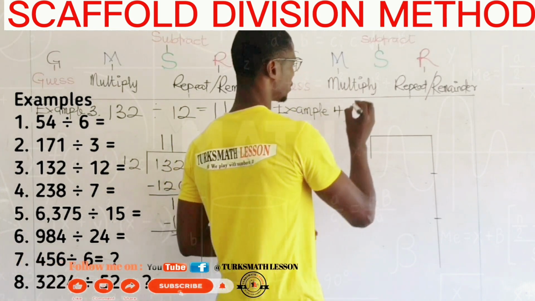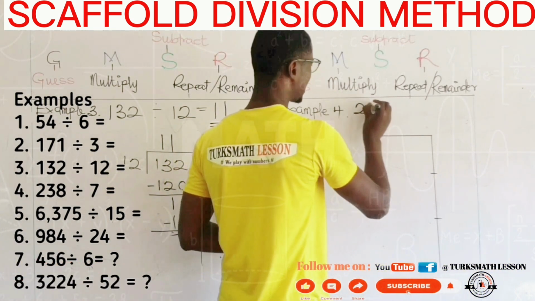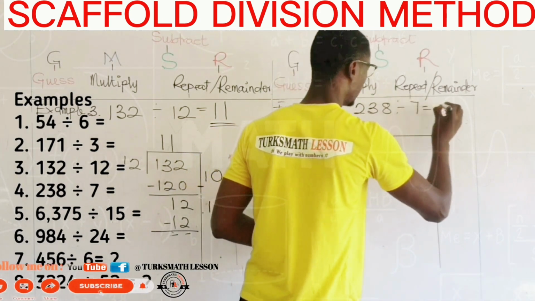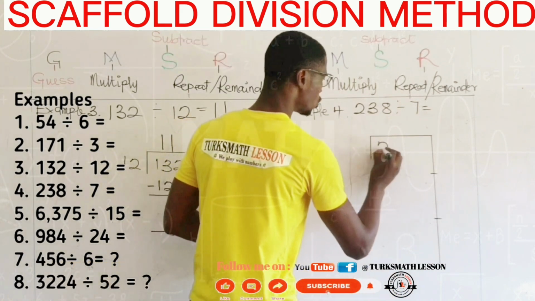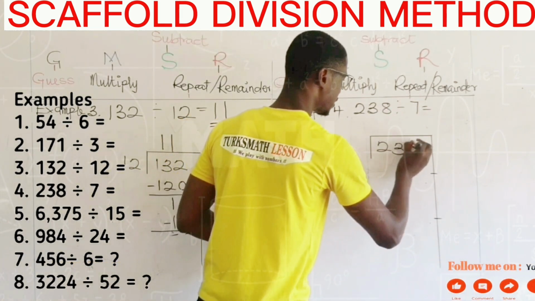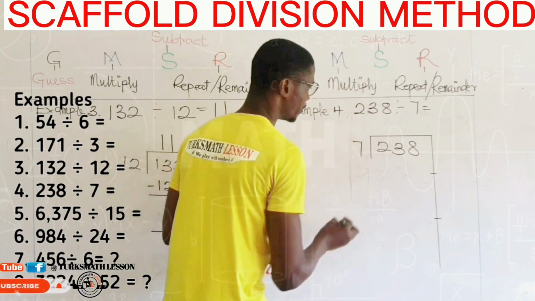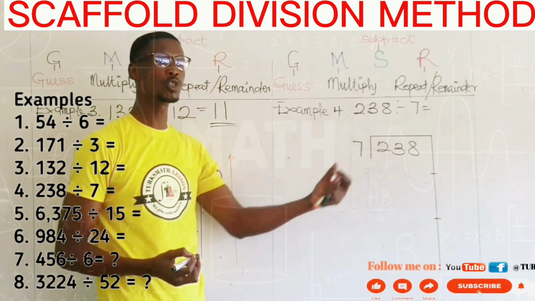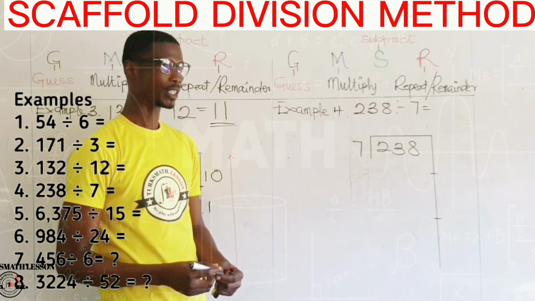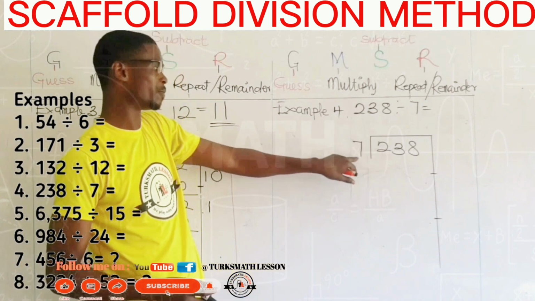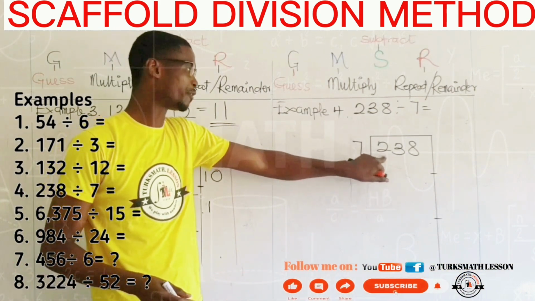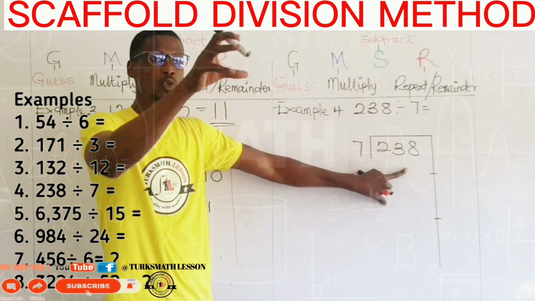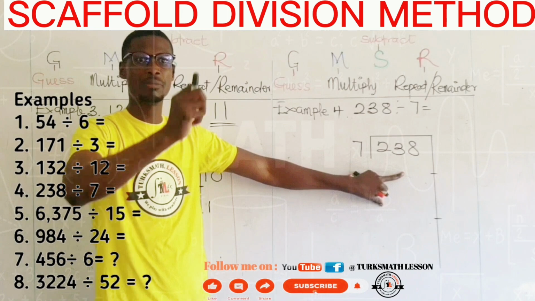And what's our Example 4? 238 divided by 7. Very good. So you have 2, 3, 8, then you have 7. So here again, I'm going to guess the numbers, but I'm going to use 2 digits. Now, we want a number that when you multiply by 7, you'll have 238 or less than that. Right? Yes. But those numbers should be 2 digits.